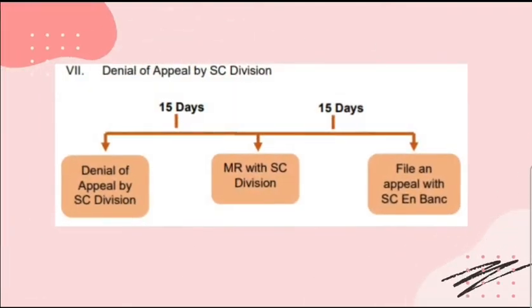In the seventh step, if the Supreme Court Division denied the appeal, the taxpayer may file a motion for reconsideration before the same Supreme Court Division within 15 days from the receipt of such decision. Then, if the motion for reconsideration is denied, the taxpayer may file an appeal with the Supreme Court en banc within 15 days from the receipt of such decision.